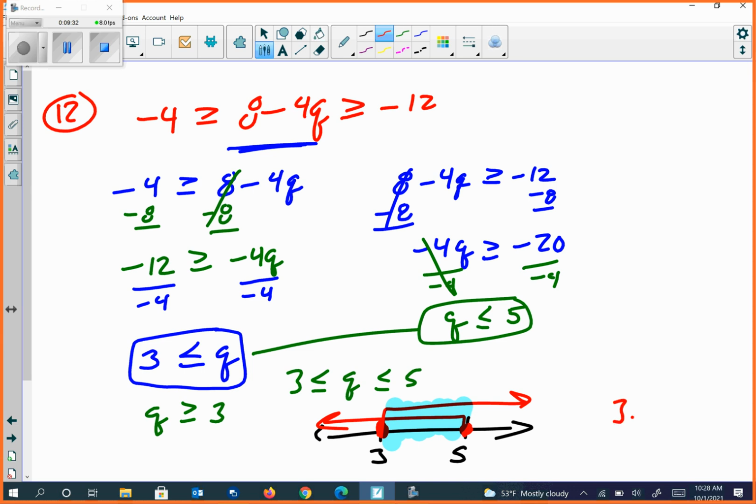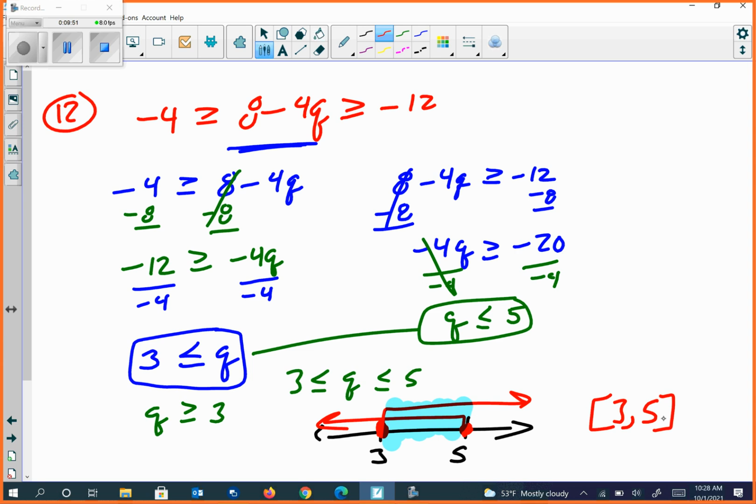So 3 to 5, what kind of brackets? Hard. Both hard. I have a solid dot. I have the equal sign on both. So that's our answer. Questions for me so far? Feel okay?